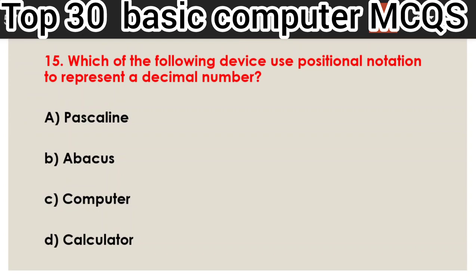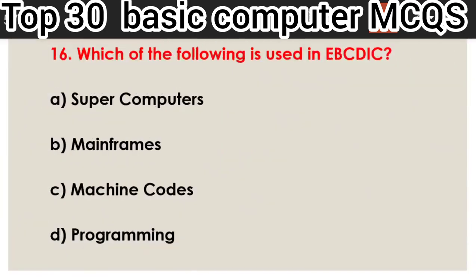Which of the following devices use positional notation to represent a decimal number? A. Pascaline. B. Abacus. C. Computer. D. Calculator. Correct option is B. Abacus. Which of the following is used in EBCDIC? A. Supercomputers. B. Mainframes. C. Machine codes. D. Programming. Correct option is B. Mainframes.